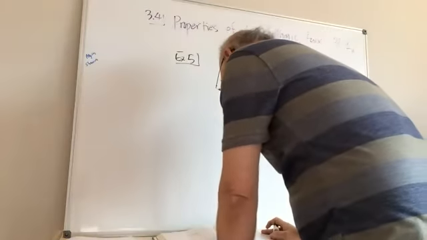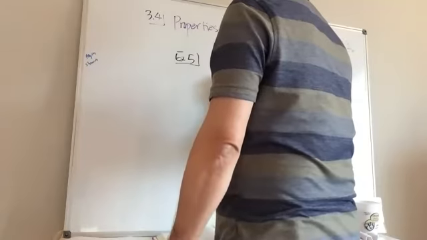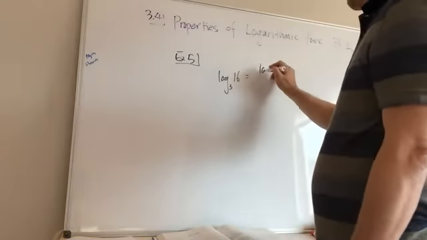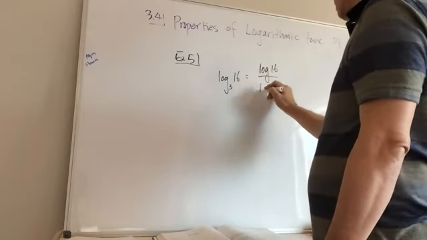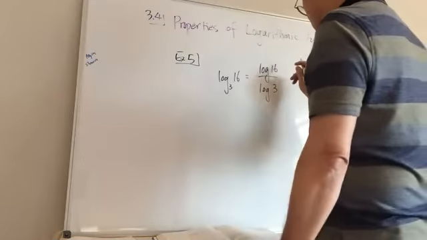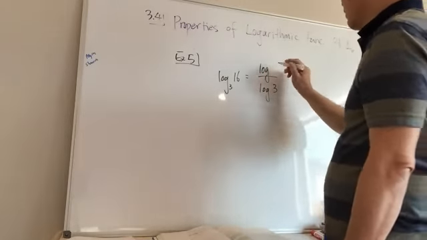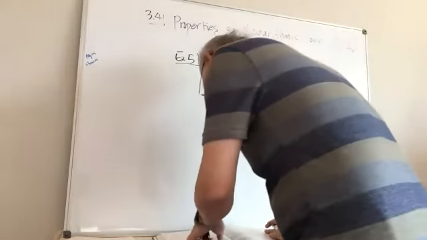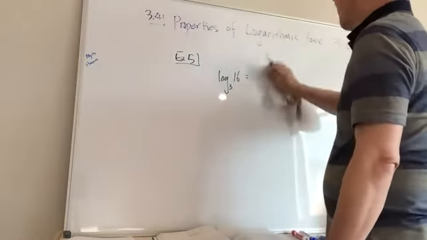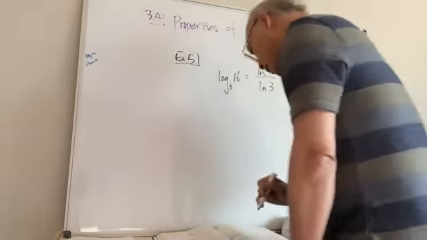Example number 5, evaluating logs by changing the base. So I have log base 3 of 16. So I would use the common log here, 3, okay? So I can further go what? 16 is 2 to the 4th. Are they doing that in the book? Are they changing that? They're not. Okay, never mind. Actually, they're changing it to a natural log. That doesn't matter. So it's natural log of 16 over natural log of 3, right?